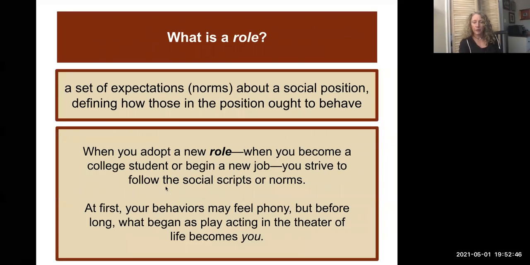All right, here's another term. What is a role? A role is a set of expectations about a social position, defining how those in the position ought to behave. When you adopt a new role, when you become a college student or begin a new job, you strive to follow the social scripts or norms. At first, your behaviors may feel phony, but before long, what began as play acting in the theater of life becomes you.